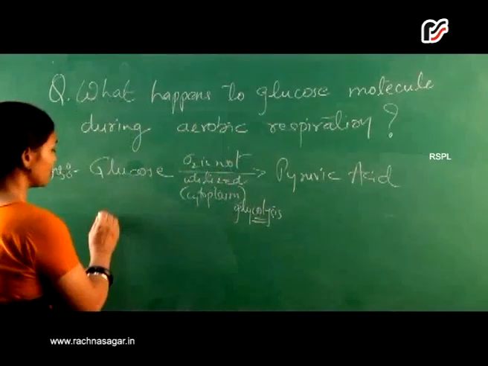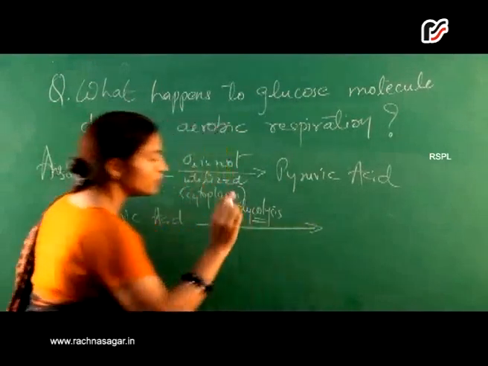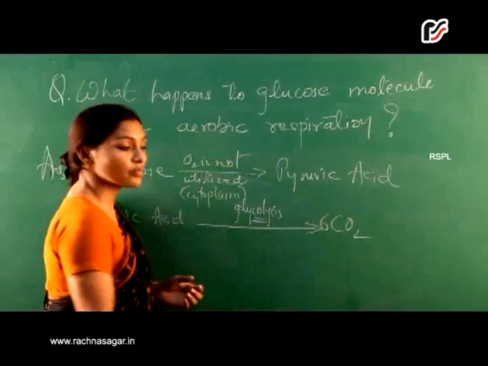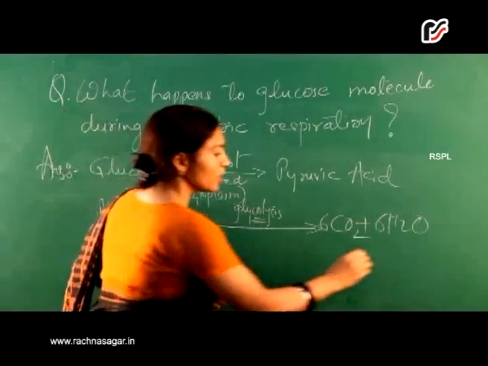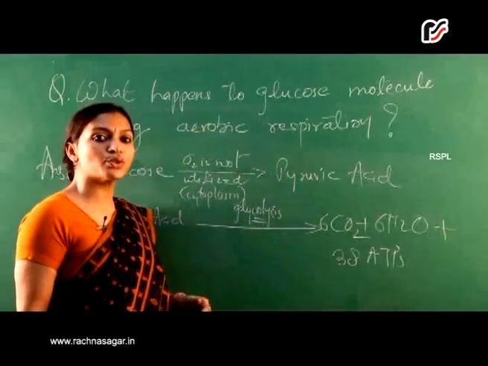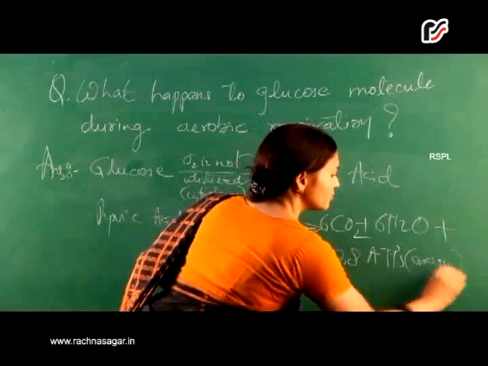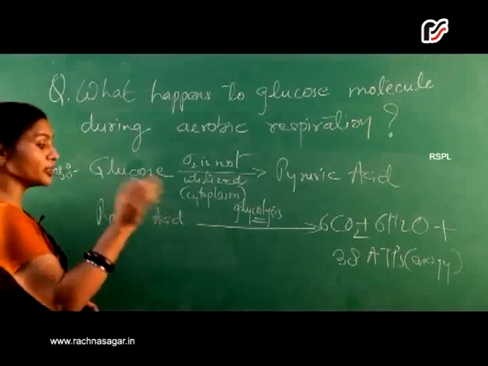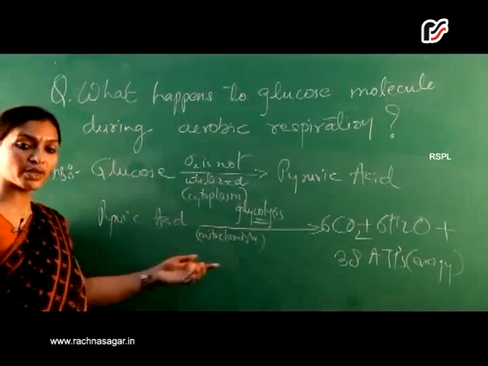Then this pyruvic acid breaks down into carbon dioxide, 6 molecules, then 6 molecules of water, along with energy, which is released in the form of 38 ATPs. This is energy. This particular process takes place in the mitochondria. So we should mention mitochondria.